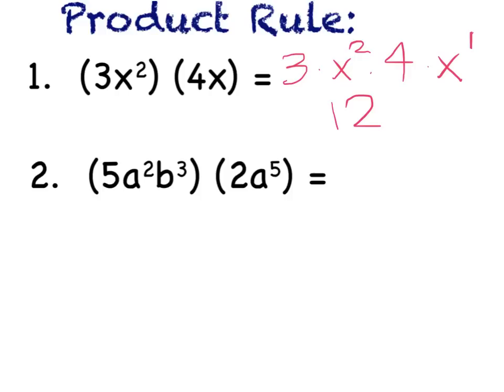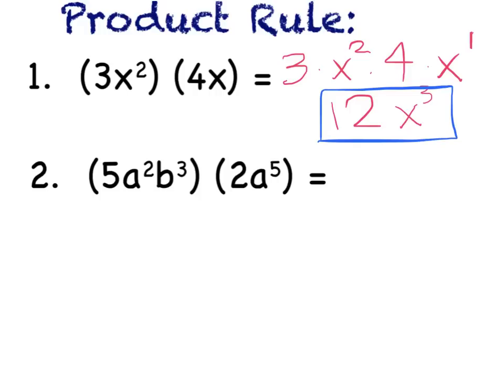And in the last slide, we said that when we multiply our exponents, we're really going to add them. So my final answer here is 12x, I have to add my exponents, to the power of 3. So that's my final answer. When I'm multiplying with exponents, I have to add my exponents.